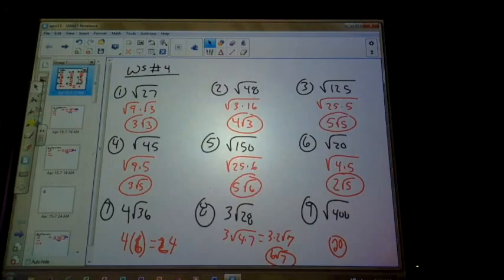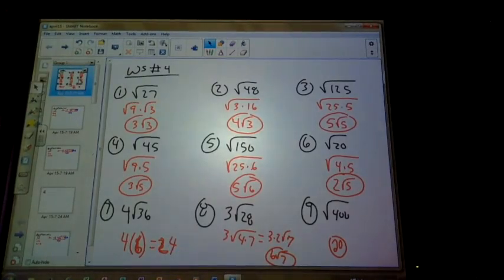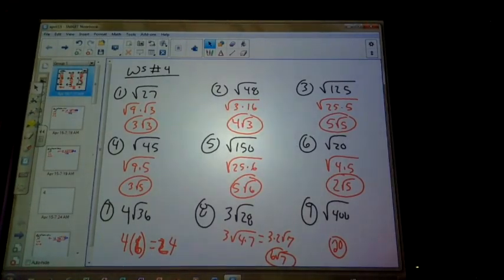Running through the homework. So 1 through 9 are done. Remember, we're not just plugging it into a calculator and giving a decimal equivalent. Sorry if I'm interrupting you, especially those of you who have not done anything.